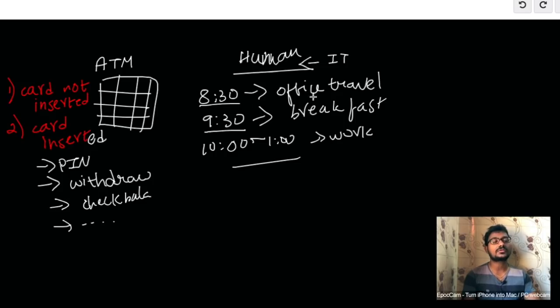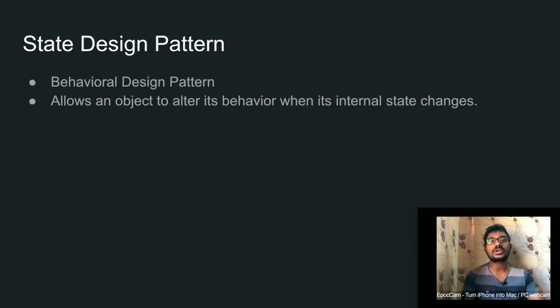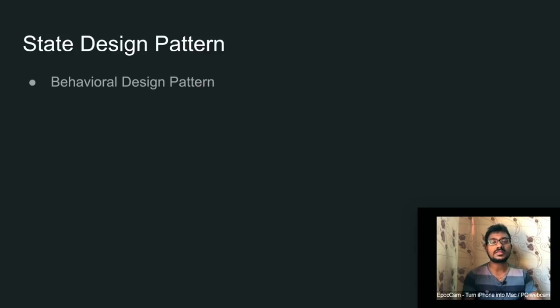At 8:30 he was traveling to office, at 9:30 he is trying to have breakfast, and from 10 to 1 p.m. he is trying to work. So these are the examples of state design pattern. We will try to cover these points with these examples.